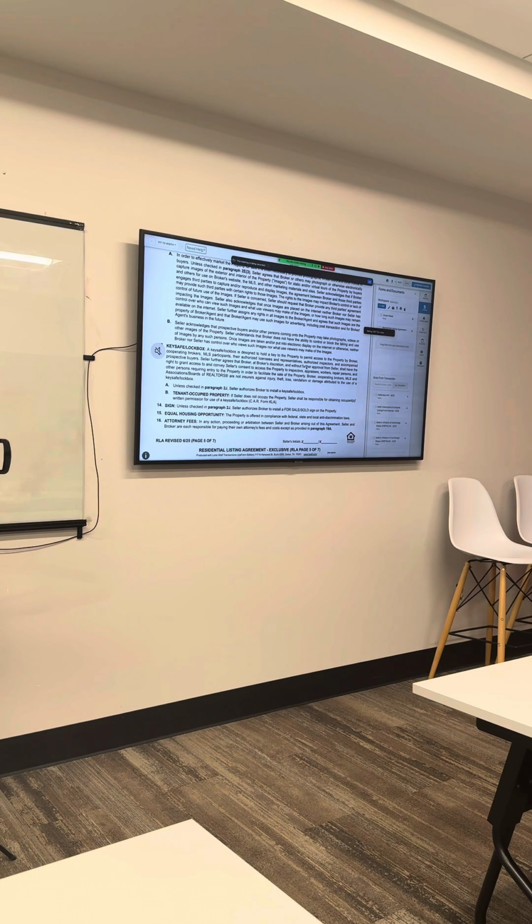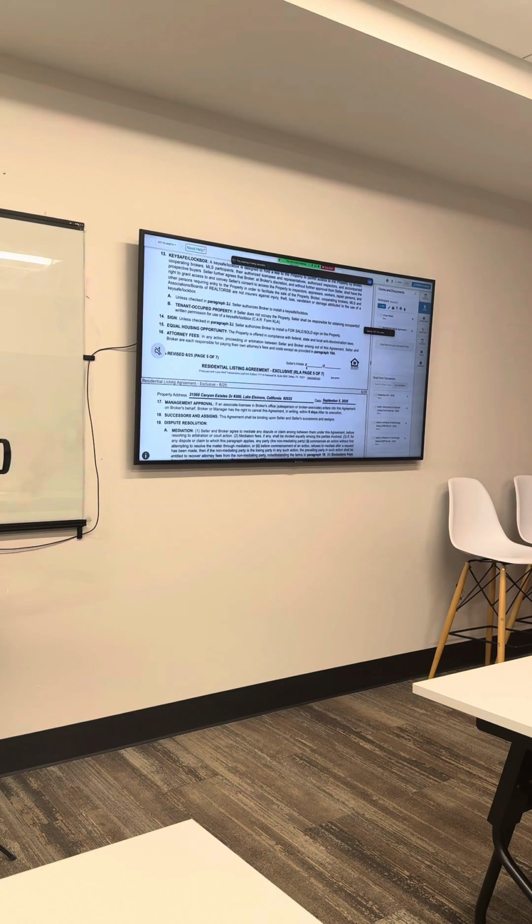Equal housing opportunity, again, the property is offered in compliance with federal, state, and local anti-discrimination. In other words, we cannot advertise a house and say, this house is only for Latinos. What? That's how things were being done back in the day, before the Federal Housing Administration came into effect. There was just so many weird things happening. People were being discriminated left and right. Men, women, Afro-Americans, Latinos, you name it. It was like the wild, wild west.